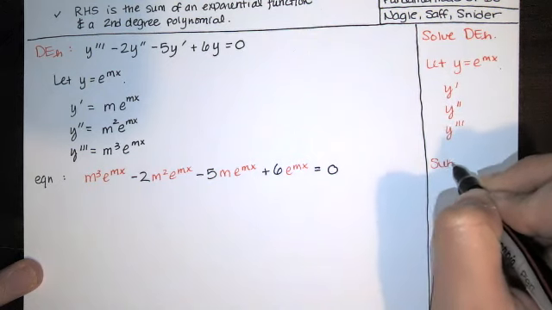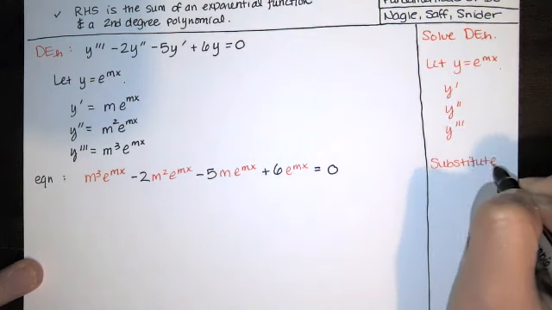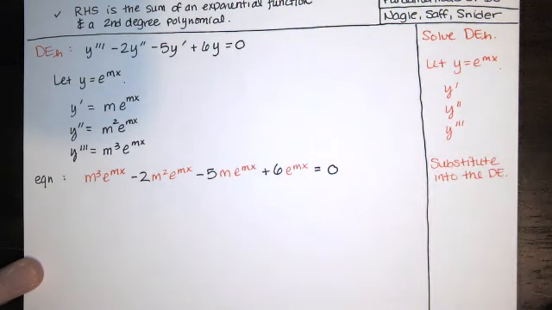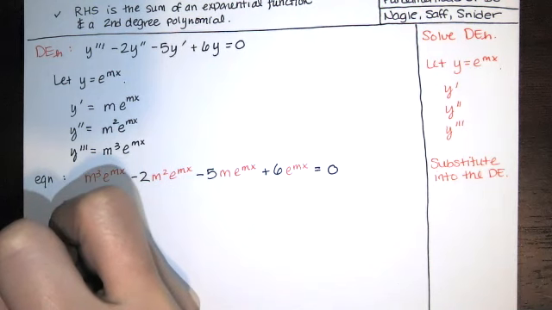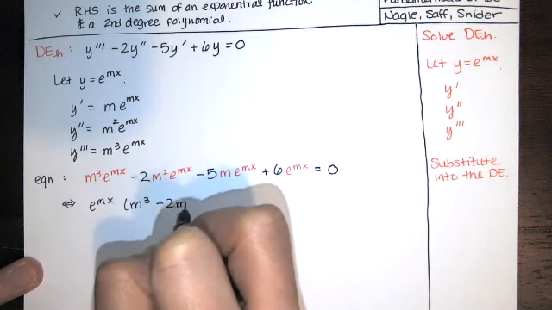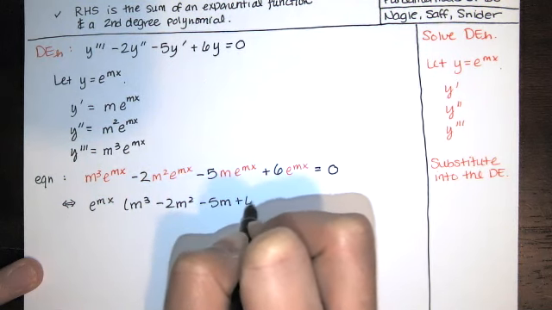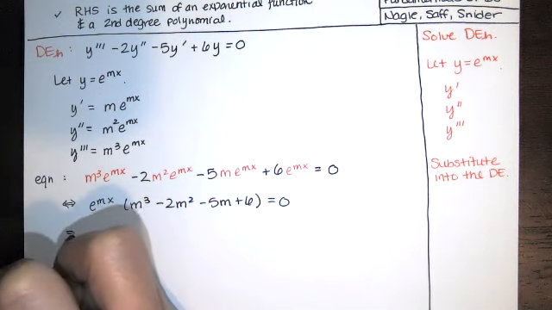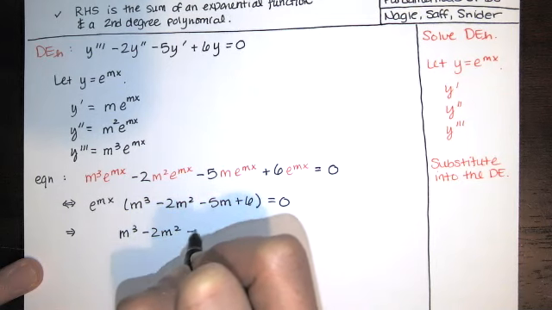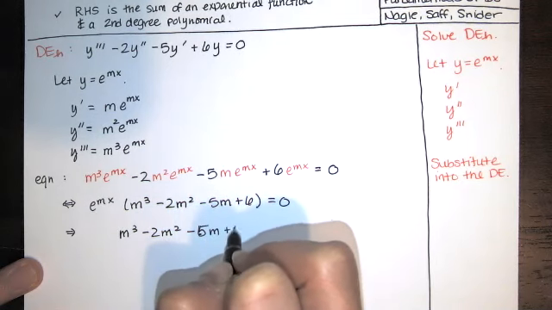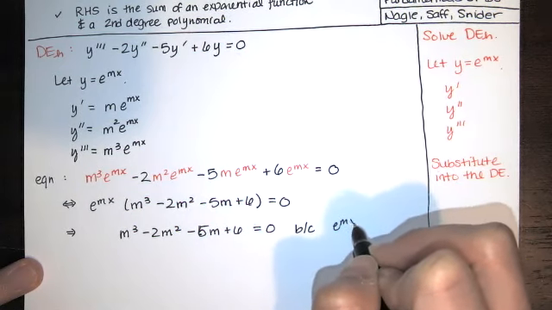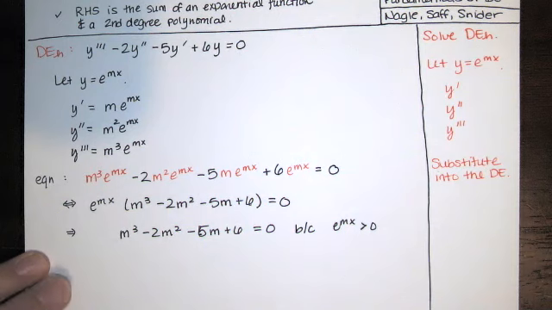Okay, so you've substituted into the differential equation. Then you want to factor out the e to the mx. So that equation is equivalent to this equation. And an exponential function is never 0, so we're going to have this polynomial function equals 0. Because it doesn't matter what m is, that exponential is never 0.